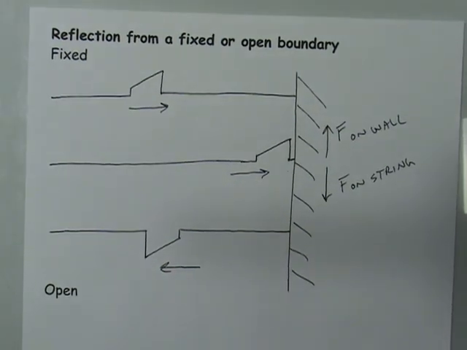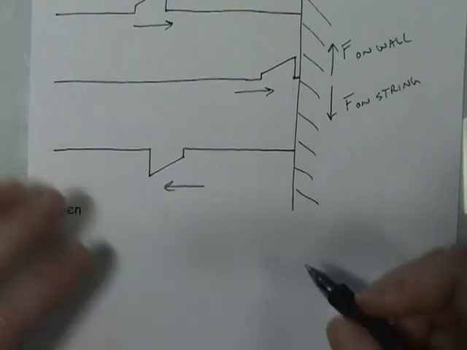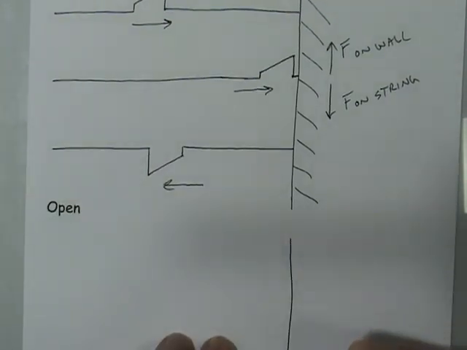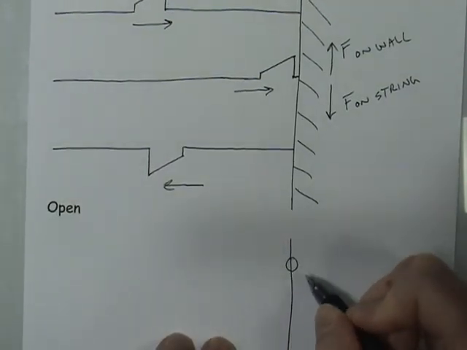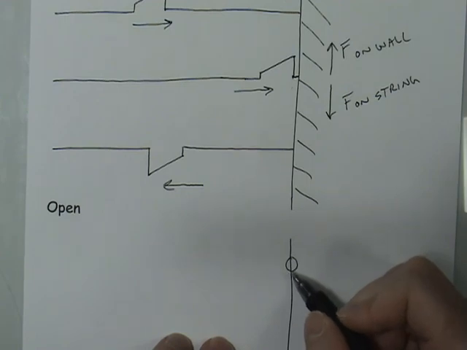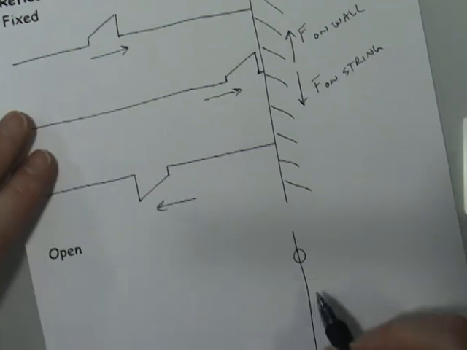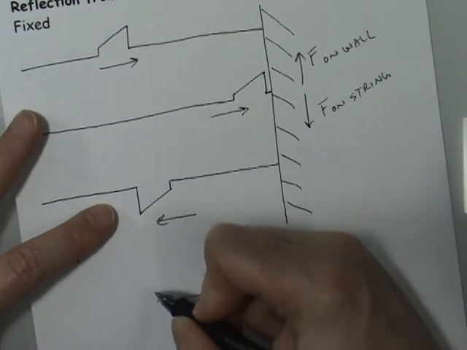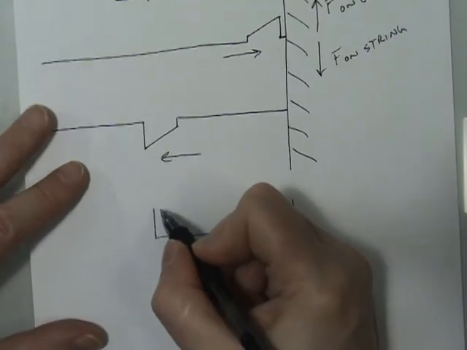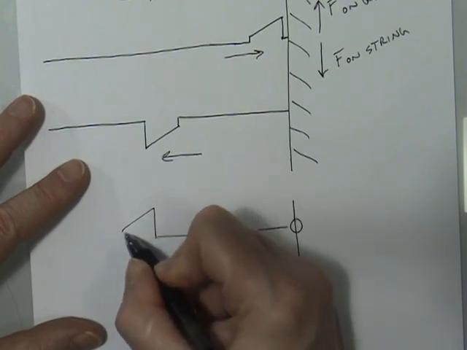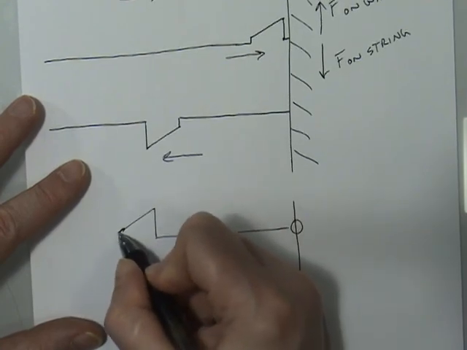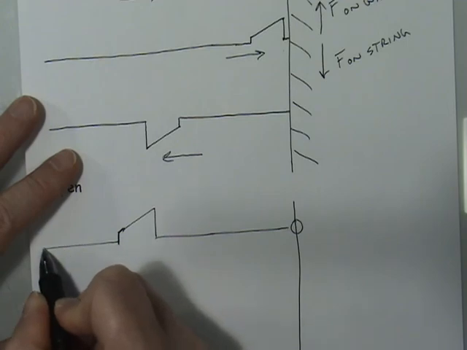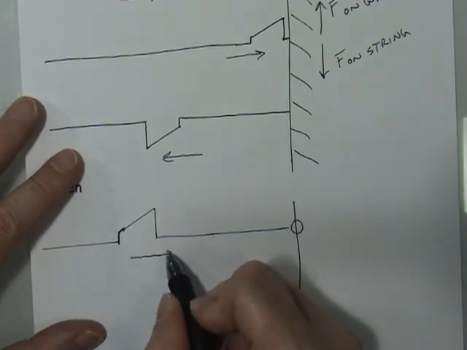Now let's take a look at what happens to the open boundary. Now to create an open boundary, what we're going to do is imagine a ring connected to a rod, a metal rod. And the string is now connected to it, and I'm going to use the same pulse. Okay, so the pulse is traveling in this direction.